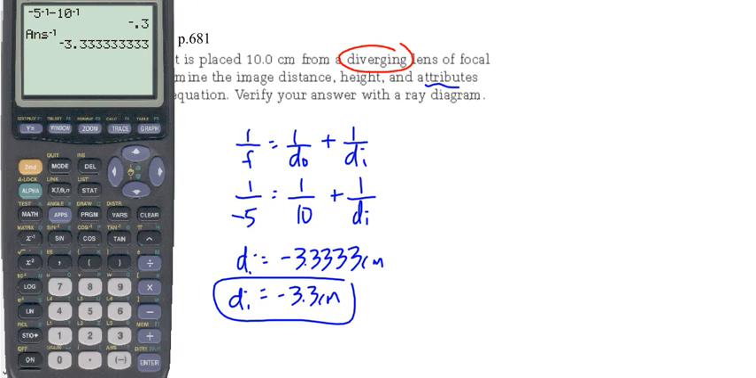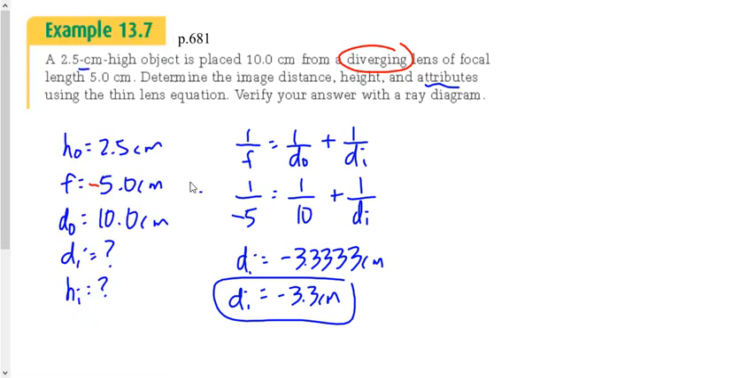See what I did, guys? 1 over -5 minus 1 over 10, and then I had to flip it over to get DI. -5 x to the -1, subtract 10 x to the -1, flip it all over, done. That's a lot easier than finding a common denominator, I think, isn't it? Which is what you'd have to do if you're doing it by hand.